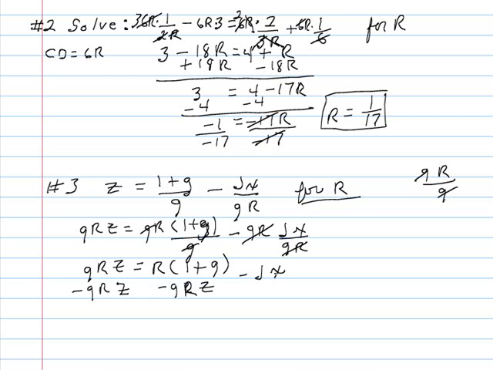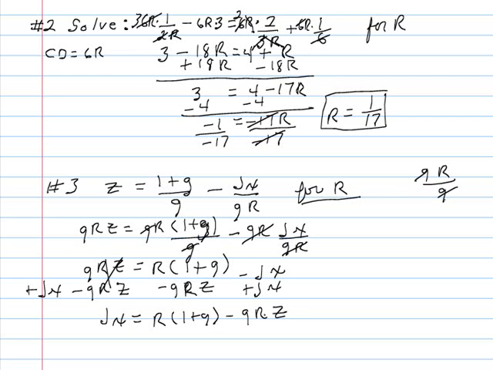To move the JX term to the left, I go plus JX on both sides. So now, what's left on the left? Well, the positive GRZ and the negative GRZ zero each other out, so all that's on the left is JX. On the right, I have R times 1 plus G minus GRZ.